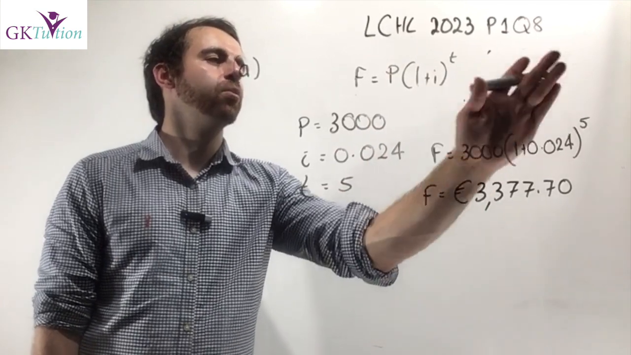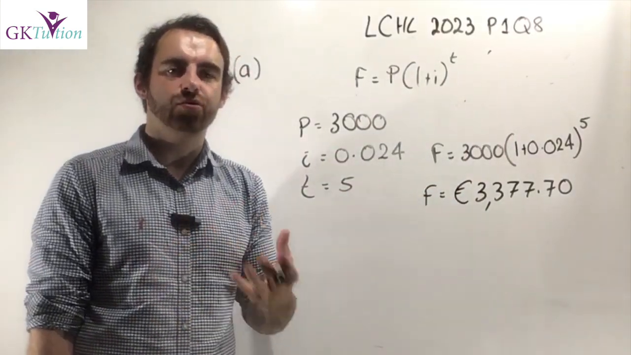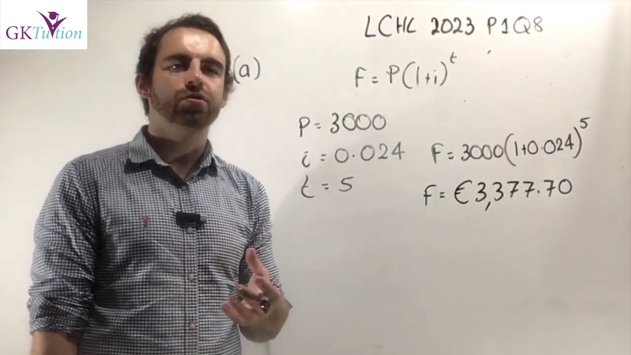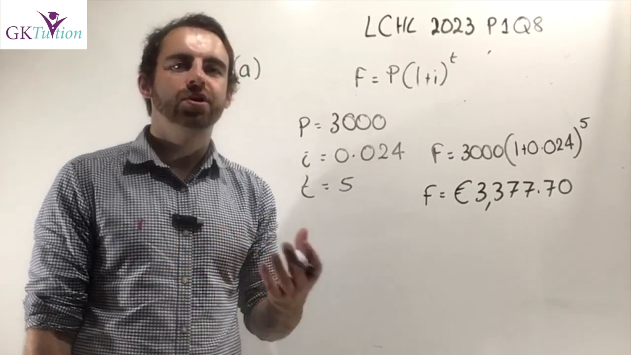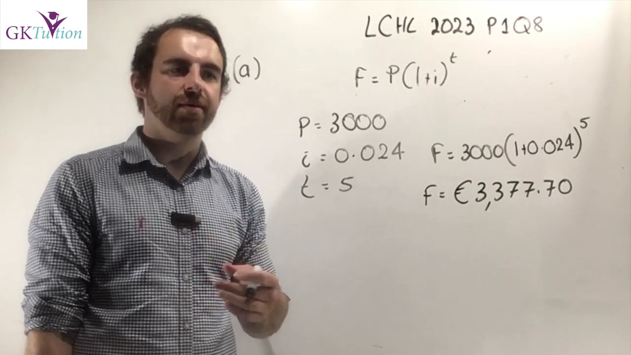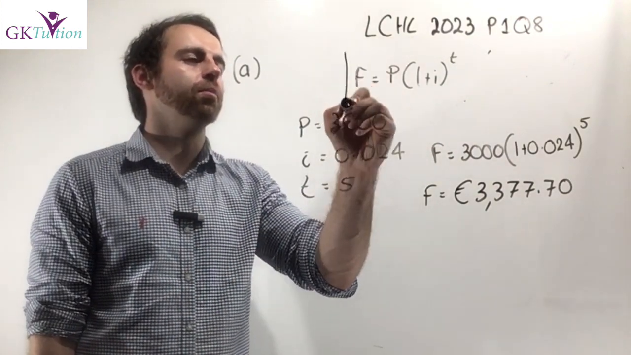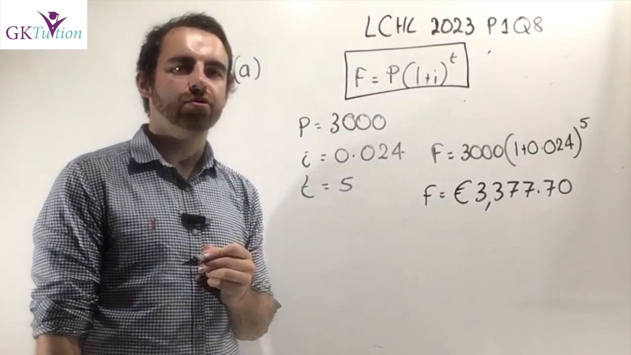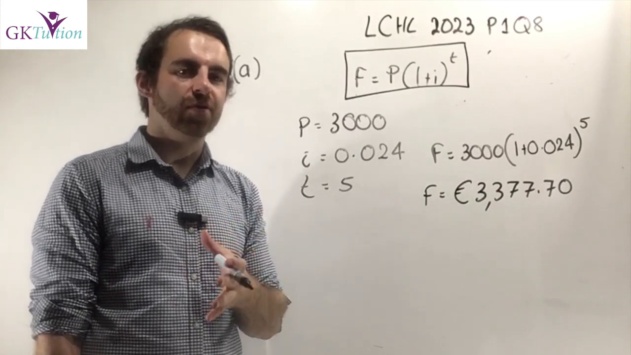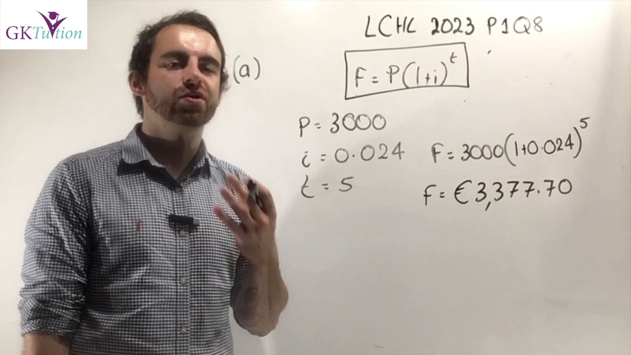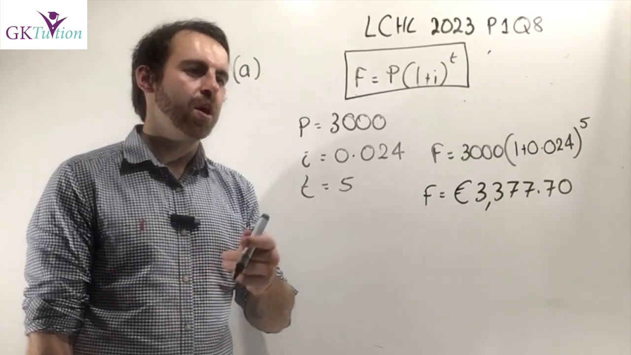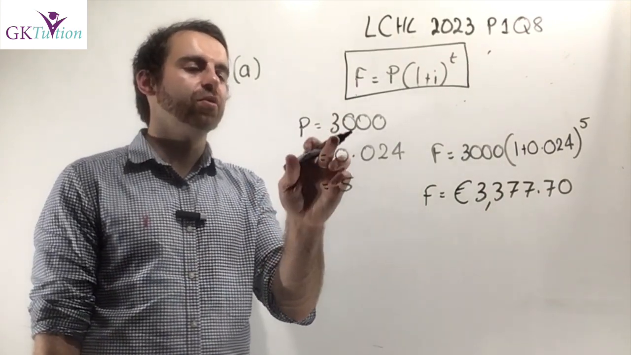For part A, we're simply told that Olga invests €3,000 and that the interest rate is 2.4% per annum. We're asked to work out how much the investment is worth after 5 years. So you should just go to your maths tables and get the compound interest formula. It didn't specify whether it was simple interest or compound interest, so we can assume it's compound interest. P is the amount invested, it's 3,000.